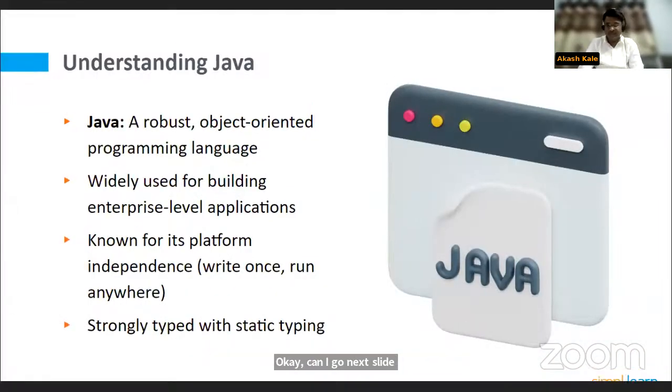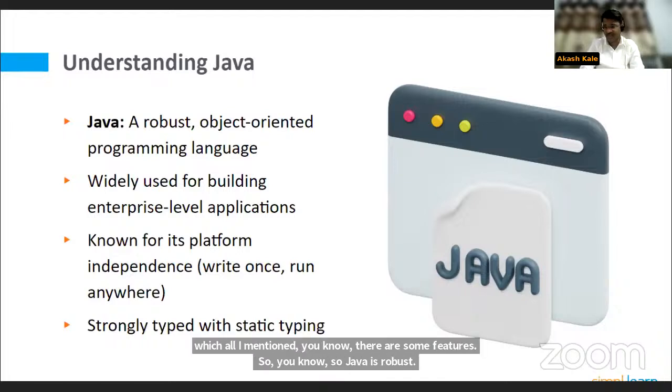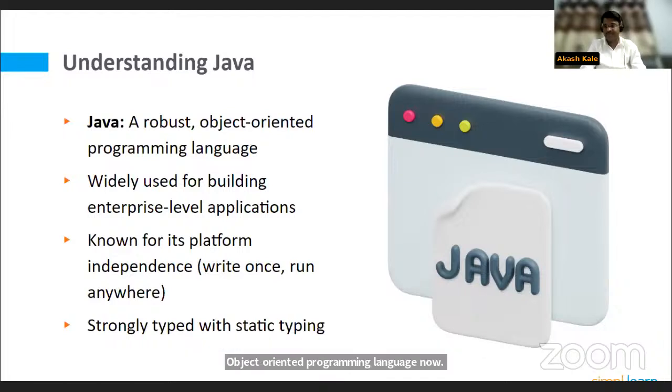Yeah. So, as I already mentioned, there are some features now. Java is a robust, object-oriented programming language.